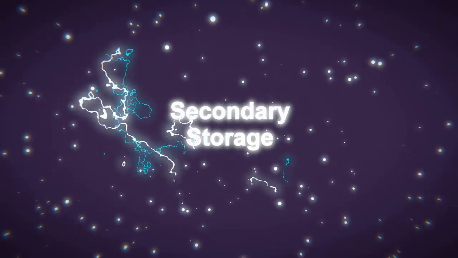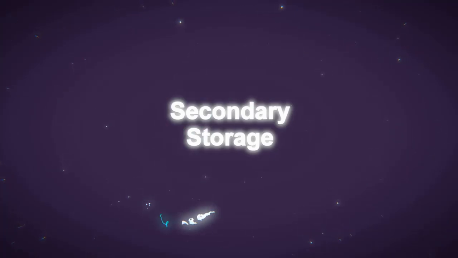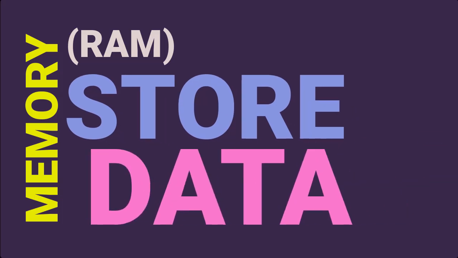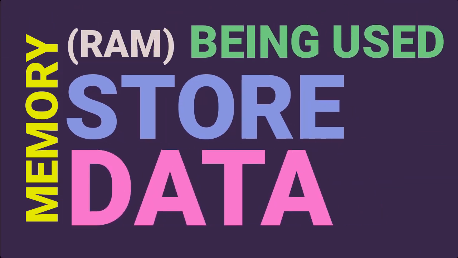Secondary storage. Main memory, or RAM, is used to store data and programs which are currently being used by the CPU.